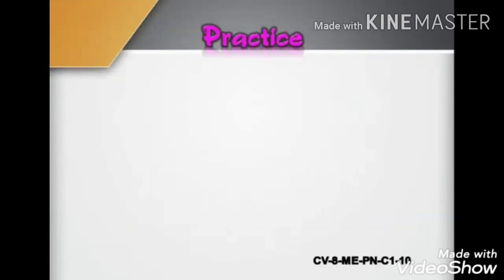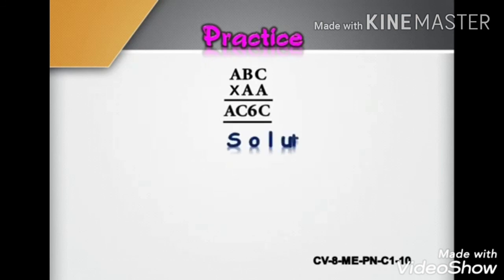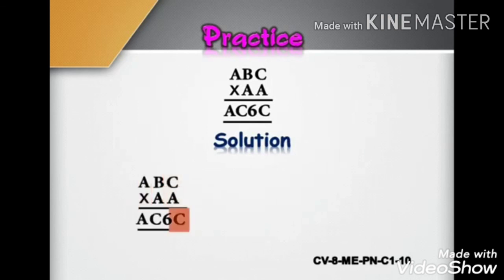Children, here is one more practice problem for you. Find the values of letters A, B and C in ABC into AA, giving the product AC6C. Here is the stepwise procedure to find the answer. Step 1. The multiplication of C and A in ones place is giving C. Hence, A should be 1.